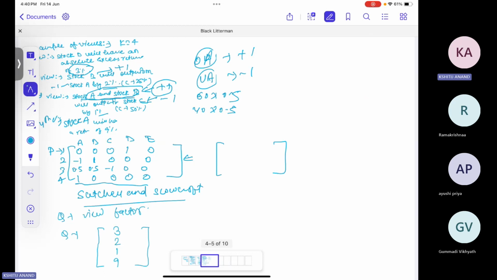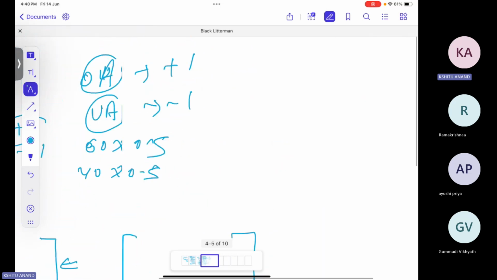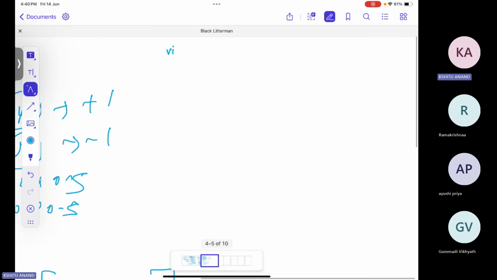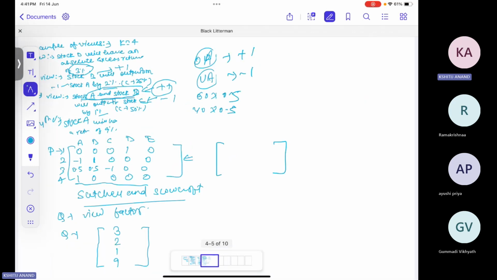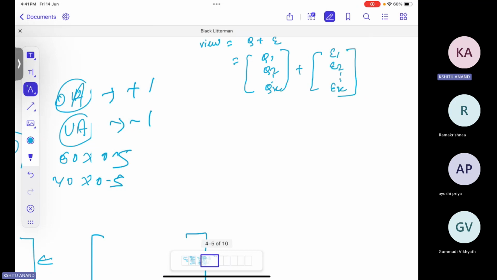Okay, got it? So this is the Q matrix. This is the view factor. What is your view in numerical terms? That is the Q factor. Other thing, let us go back to the view part. So the total view is the Q matrix plus some error. Here you are making some assumptions, 3%, 2%, 1%, 9%, so it is bound to have some error, right? So we should take that into account. So basically it will have Q1, Q2, and if there are K views in total, QK, plus error terms E1, E2, EK. Got it?